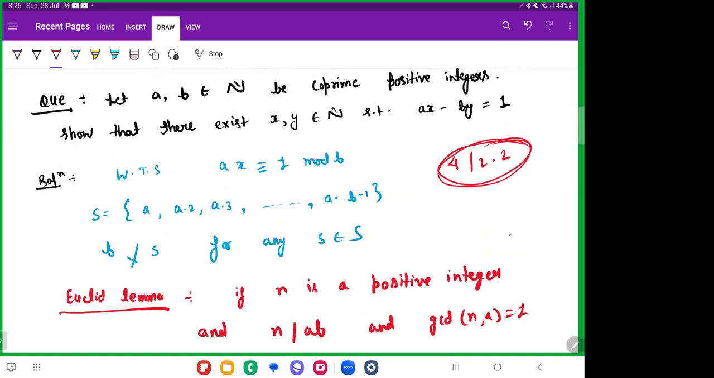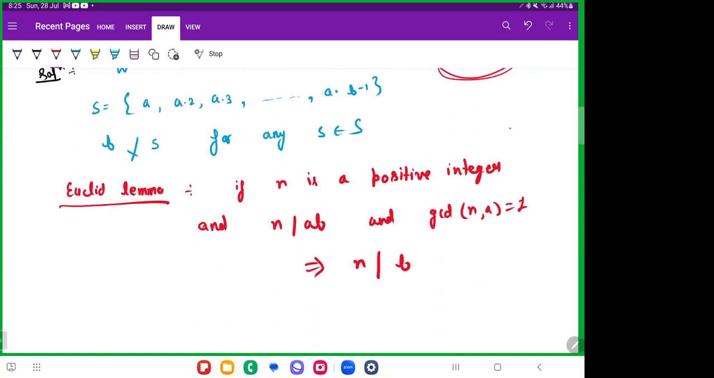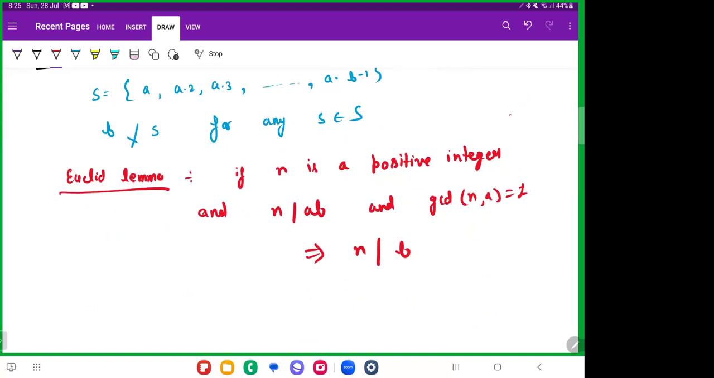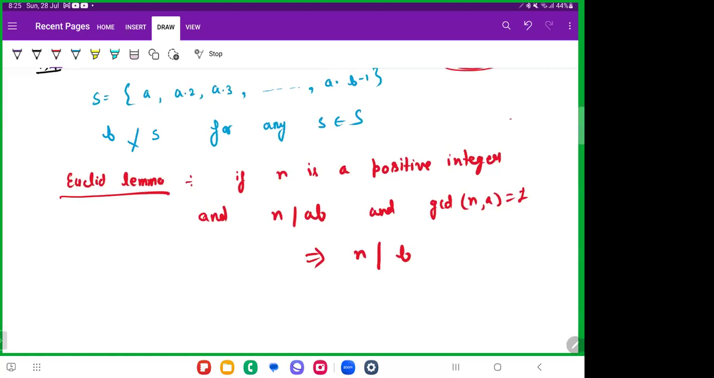You need to show that ax minus by is 1 for some choices of x, y. So I gave you some set and you should show something. Now can you give me something more than this? Any idea now? What do you need?